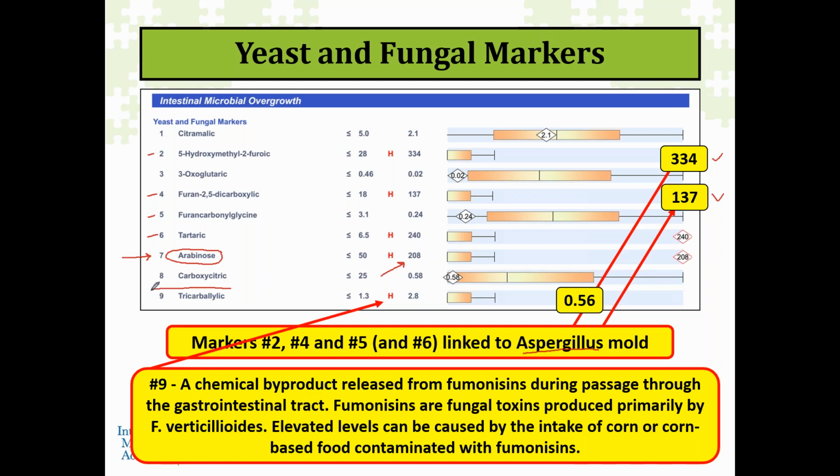There's another chemical on the OAT called tricarballylic. Tricarballylic manifests as an organic acid when a specific mycotoxin called fumonisin is moving through the digestive tract. Fumonisin is actually produced by Fusarium mold. So the organic acid test on page 1 gives us some representation of Fusarium mold exposure and Aspergillus exposure, as well as Candida or invasive Candida.